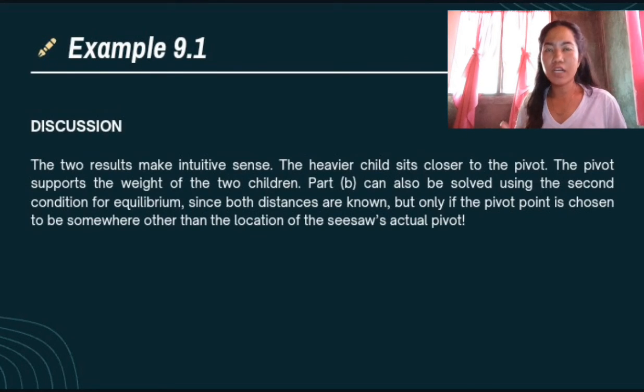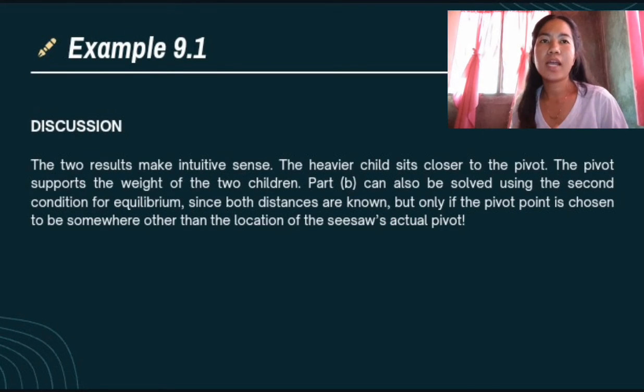For the discussion, the two results make intuitive sense. The heavier child sits closer to the pivot, and the pivot supports the weight of the two children. Part B can also be solved using the second condition of equilibrium, since both distances are known, but only if the pivot point is chosen to be somewhere other than the location of the seesaw's actual pivot.